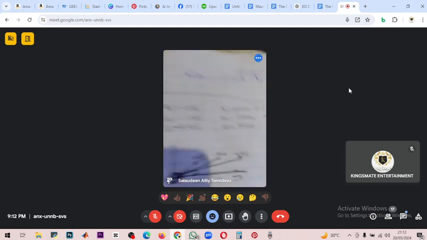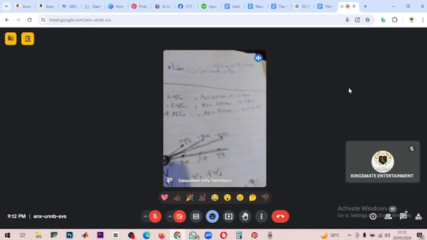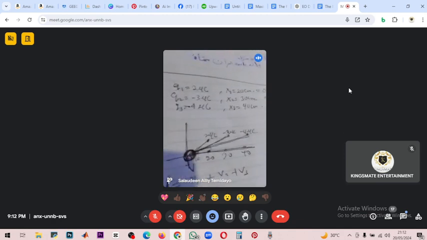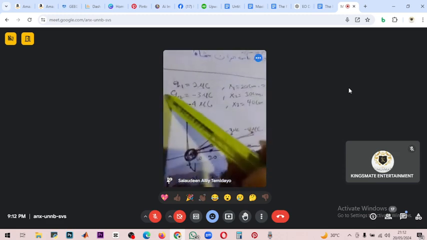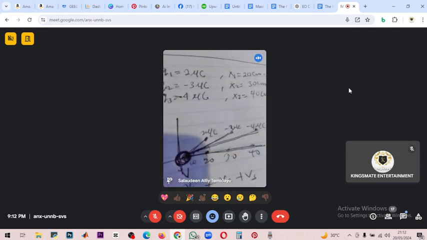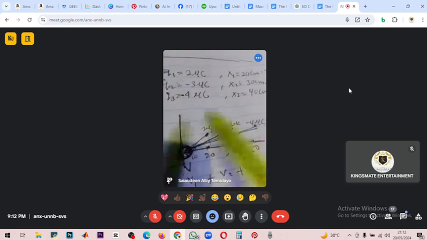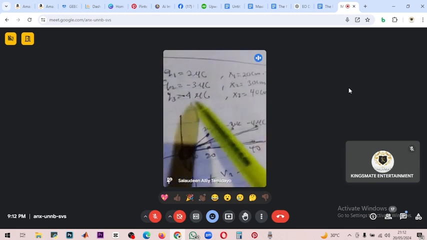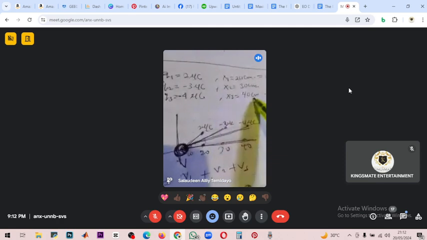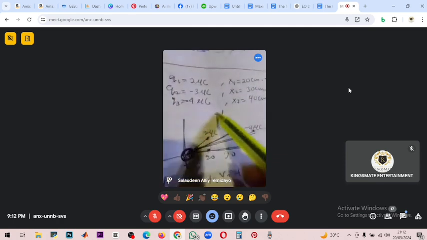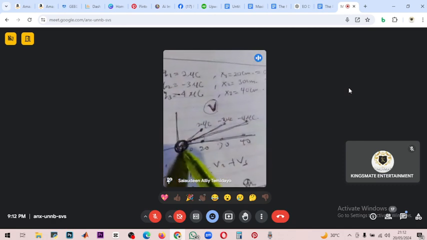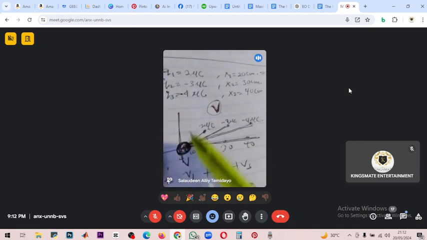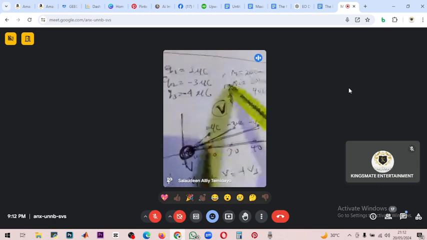Everyone do it again. You are given the charges and the distances. So Q1 is 2 microcoulombs. So X1 is 20 cm. Q2 is minus 3 microcoulombs. X2 is 30 cm. And Q3 is minus 4 microcoulombs. X3 is 40 cm. So find the electric potential at the origin. That is by adding the potential of this one to the potential of this one.